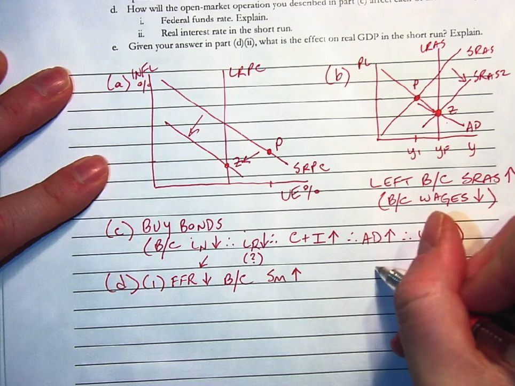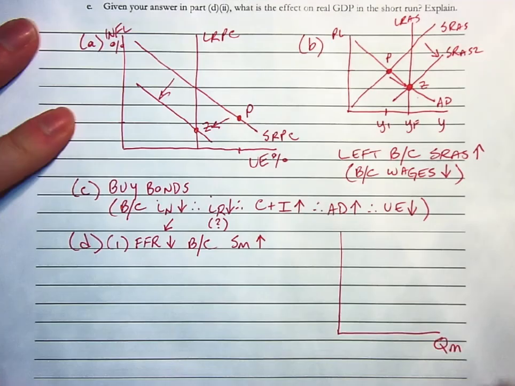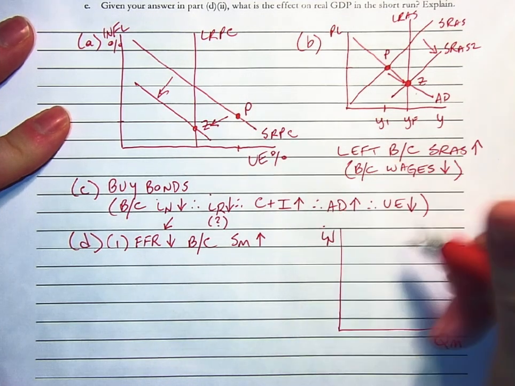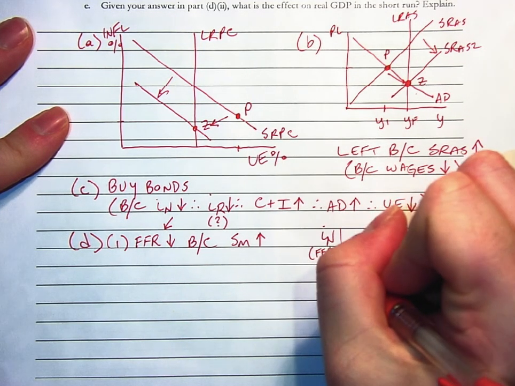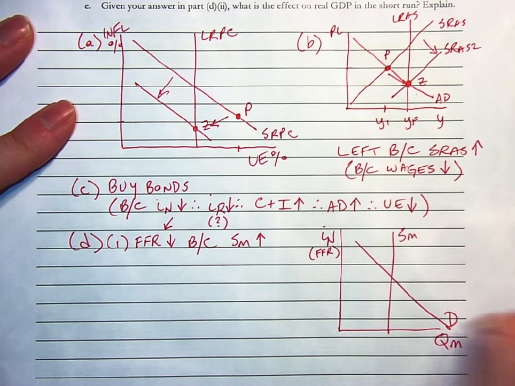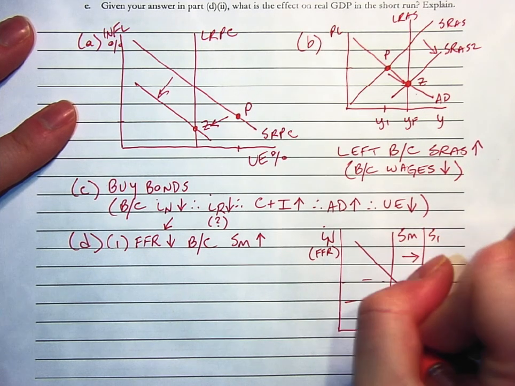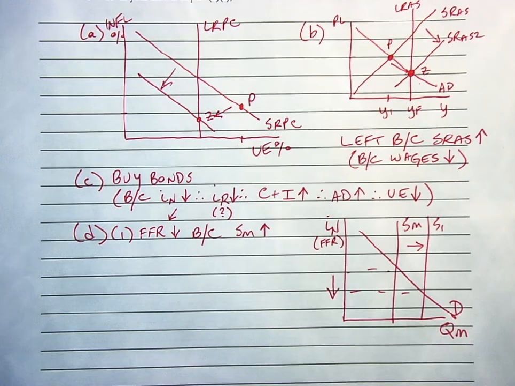So I'm going to draw a graph off to the side to show you what I mean. You have quantity of money, and you have that nominal interest rate, which we can sometimes just call the federal funds rate. Supply of money, demand for money. The supply goes up, that's a shift to the right, and so the interest rate goes down.